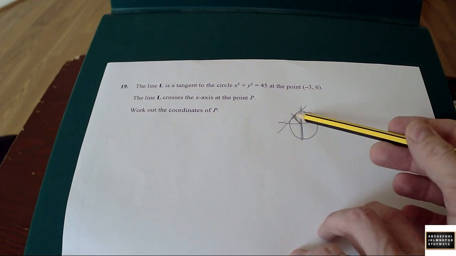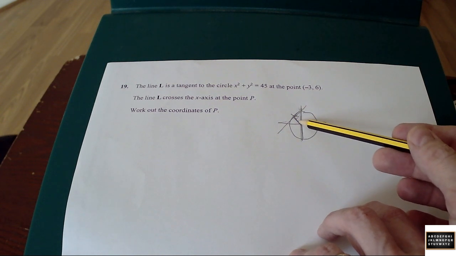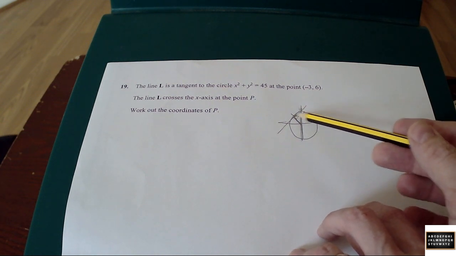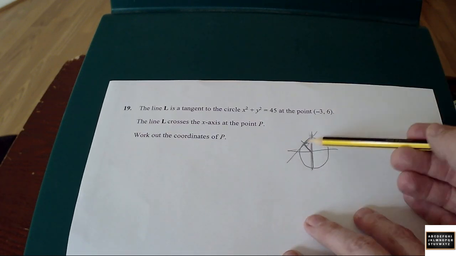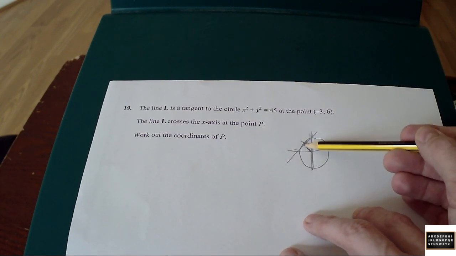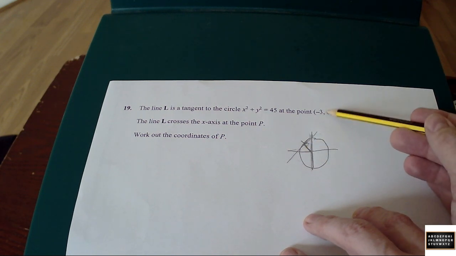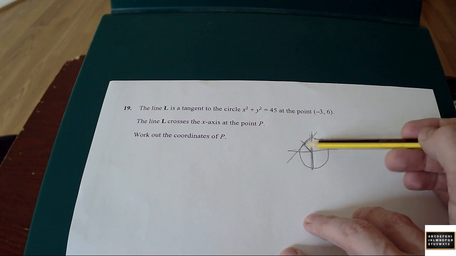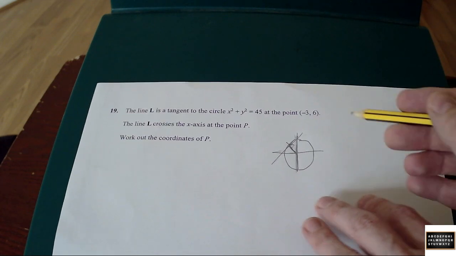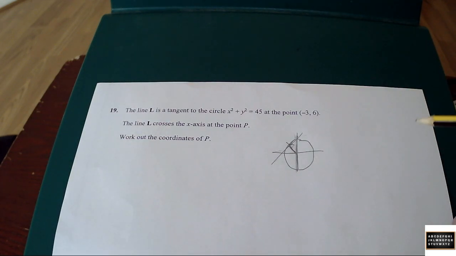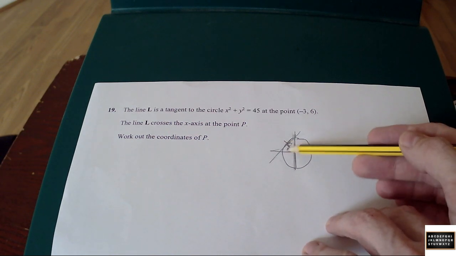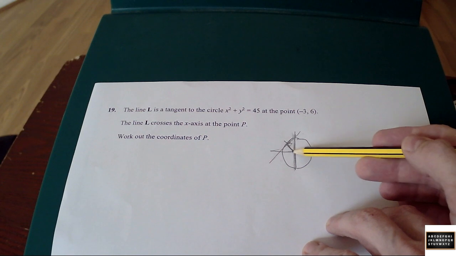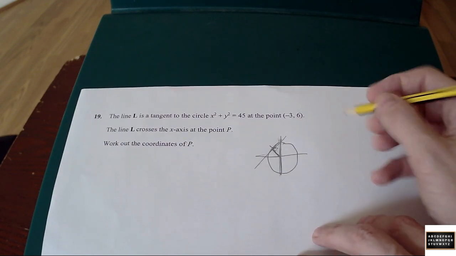Now, it'd be nice to know what the gradient of my radius would be, because if I can work out the gradient of my radius, I can work out the gradient of the tangent. And that's how you start these problems. To work out the gradient of my radius, I will do the up bit divided by the across bit. So the up bit is 6 and the across bit is 3. So 6 divided by 3 is going to be my gradient here, but of course it's going downhill, so it's going to be 6 divided by -3, as it were, so it's -2.